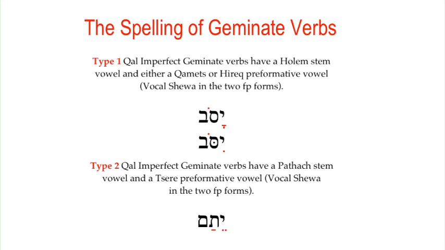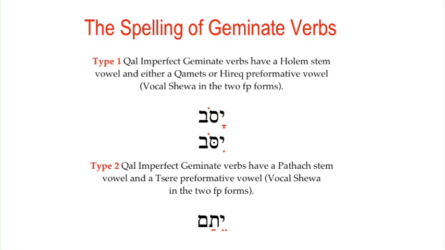Now we'll move to geminate verbs. Look at your screen with me. First you'll observe that there are two types of geminate verbs, just like there were two types of one aleph verbs. In the type 1 category, the Qal imperfect geminate verbs have a holem stem vowel and either a qamets or a hireq preformative vowel.